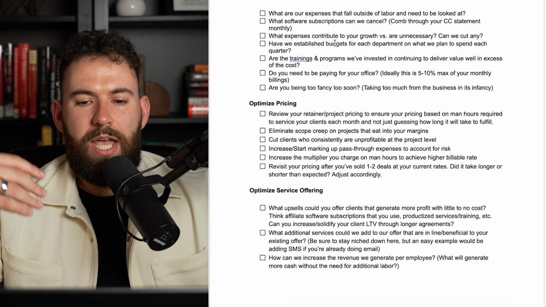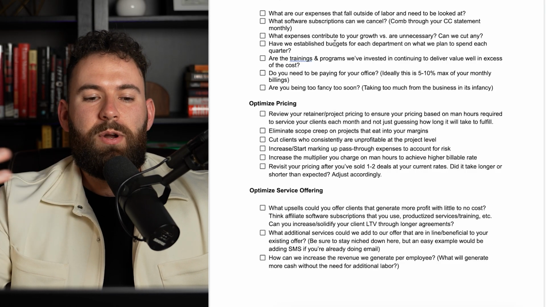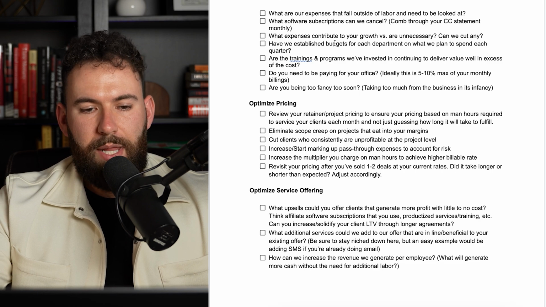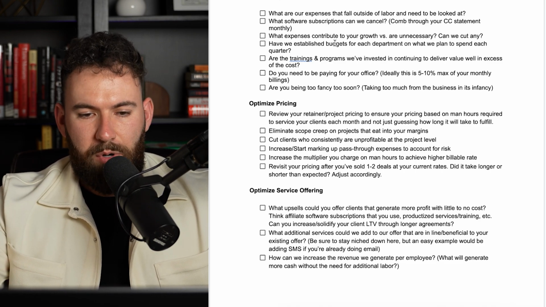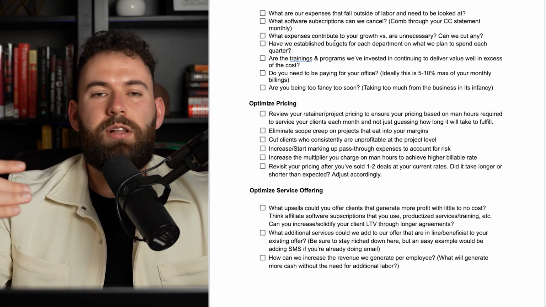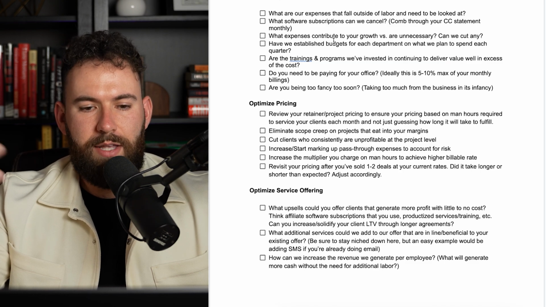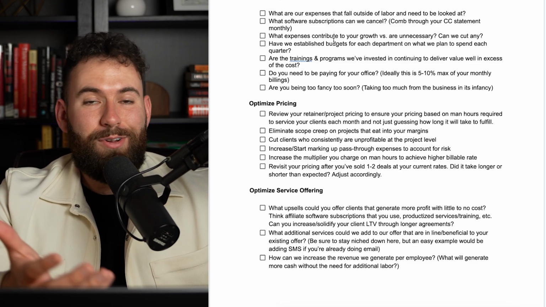Also, have you established a budget for each department of the business so you know what you plan to spend? Are the trainings and programs that you've invested in continuing to deliver value well in excess of the cost? Also, do you need to be paying for your office? If you are, ideally this is under 5 to 10% max of your monthly gross profit.